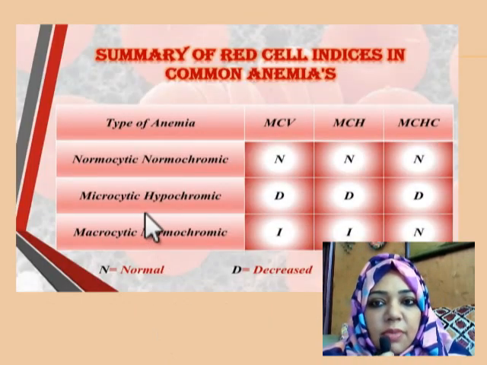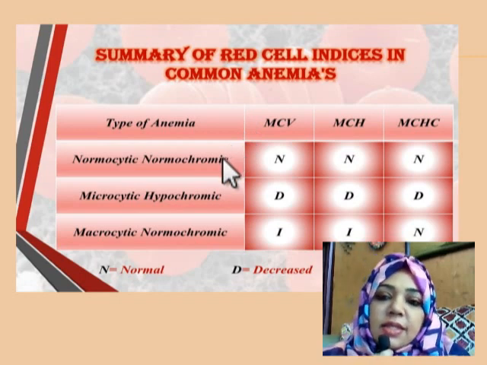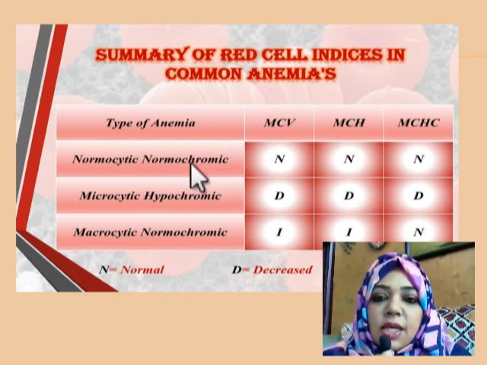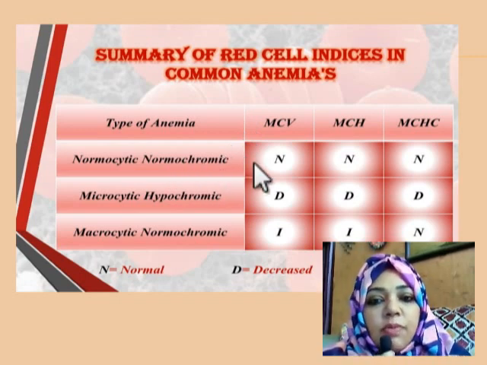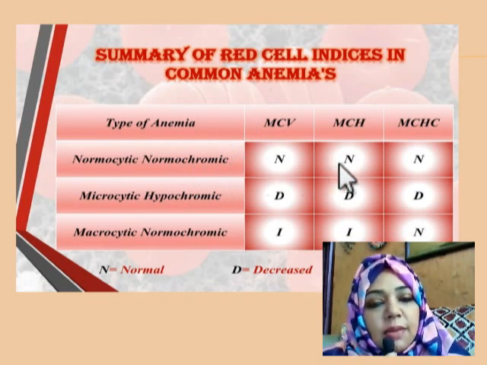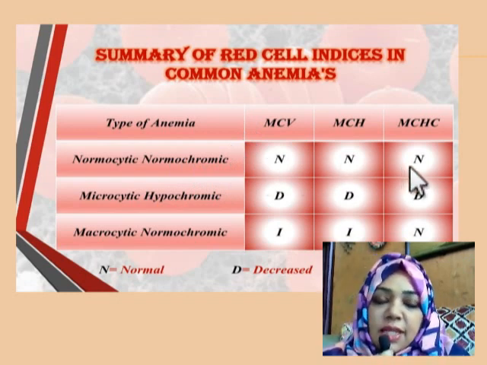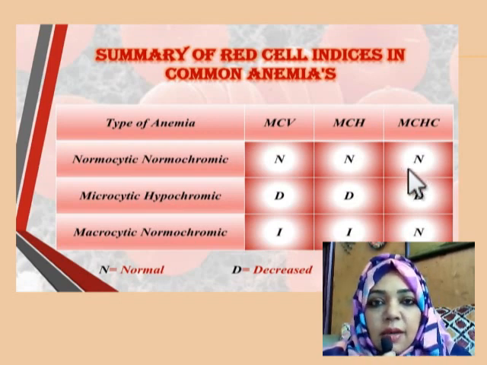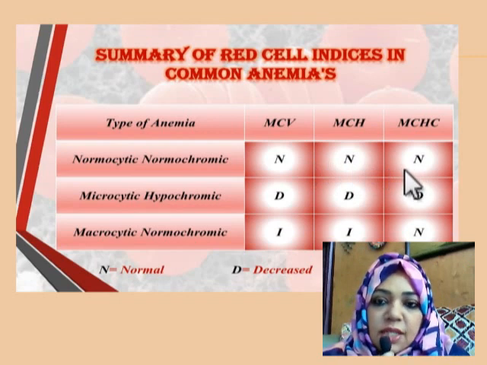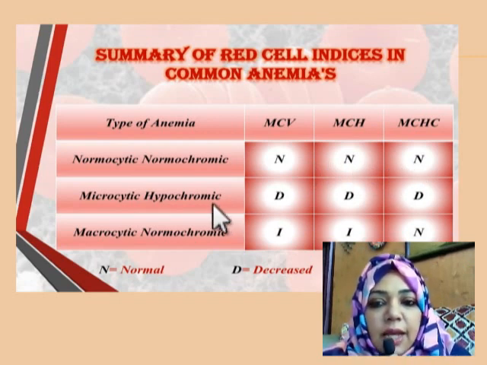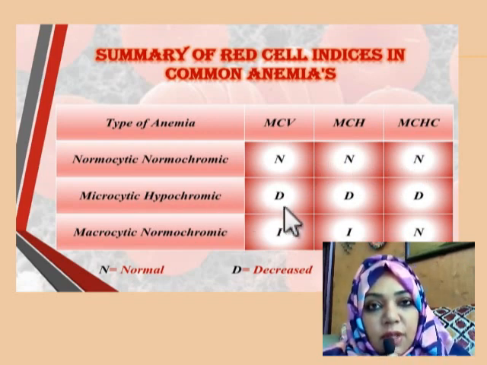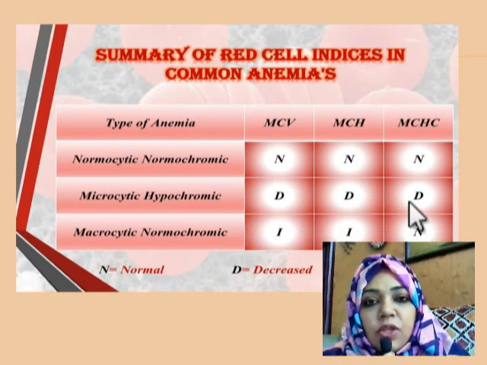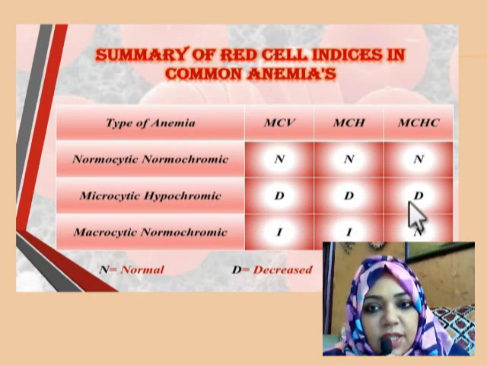So if we do a summary of the red cell indices in these types of anemias, in normocytic normochromic anemia we will find MCV normal, MCH normal and MCHC also normal. So there is no problem in the quality, but it is a quantitative deficiency. In microcytic hypochromic anemia, MCV will be decreased, MCH decreased and MCHC is also decreased. So it is a qualitative deficiency.